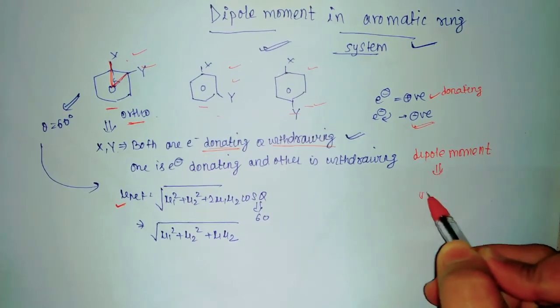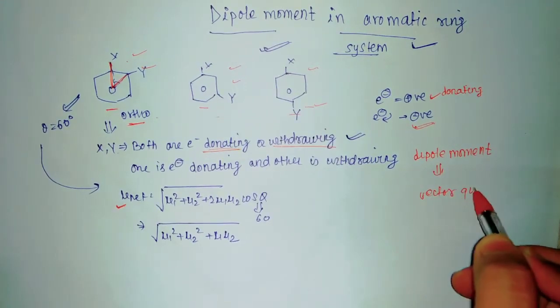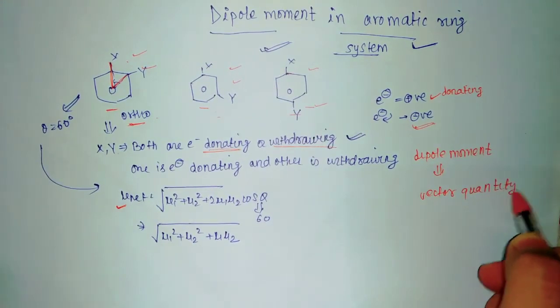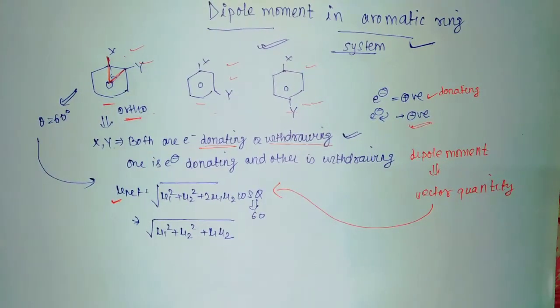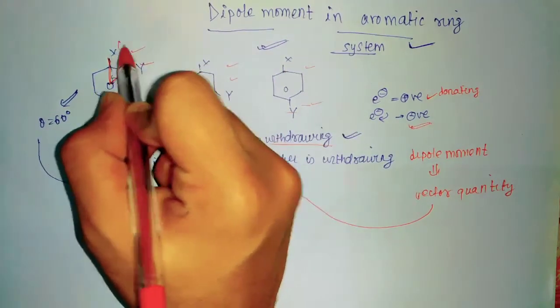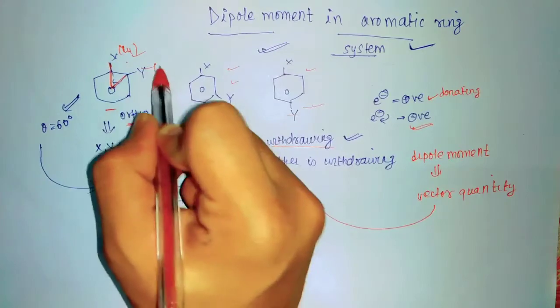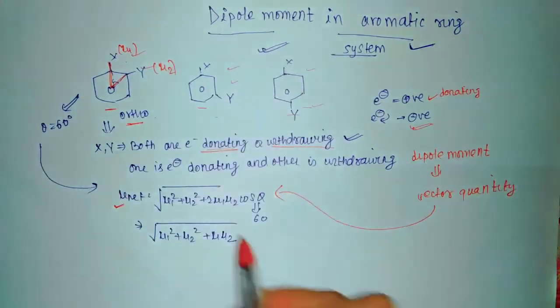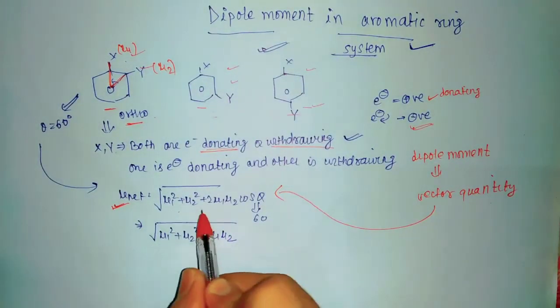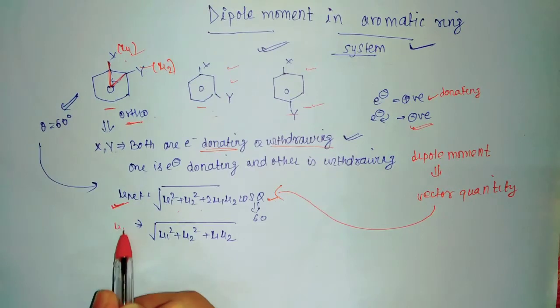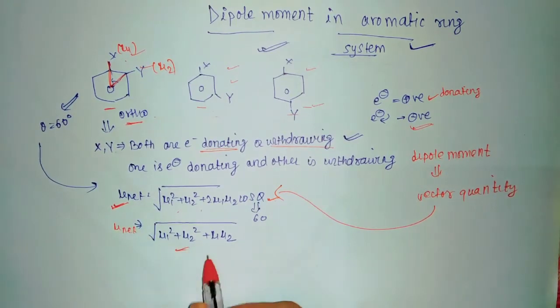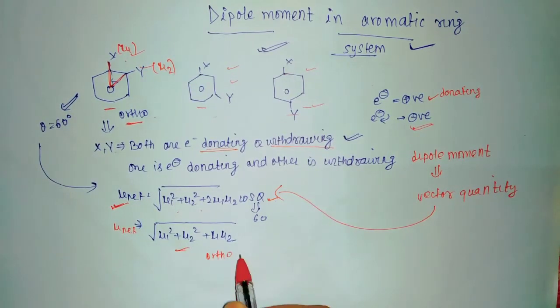As you know, dipole moment is treated like a vector quantity, so its resultant should also be summed up like a vector. Suppose due to X it is mu1 dipole moment, due to Y it is mu2 dipole moment. So mu net is equal to root of mu1 square plus mu2 square plus 2 mu1 mu2 cos theta. Theta is equal to 60 degrees, so mu net becomes this much for the ortho position.